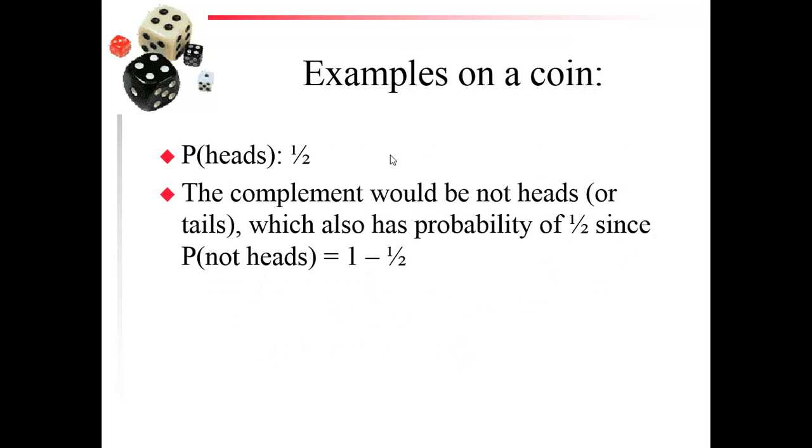Okay, so let's look at some examples. The probability on a coin of getting heads is 1/2. So the complement would be not getting heads, or, if you want to say, getting tails on the coin. So that also has a probability of 1/2, because the probability of not heads is going to be 1 minus the half, which equals a half.